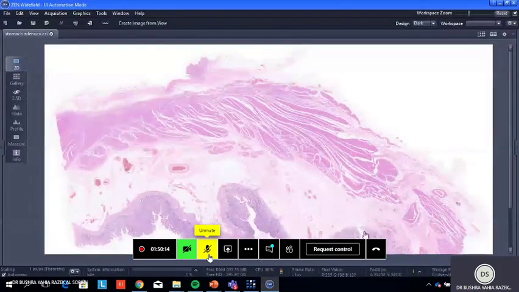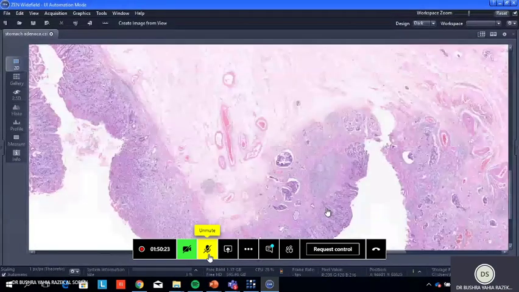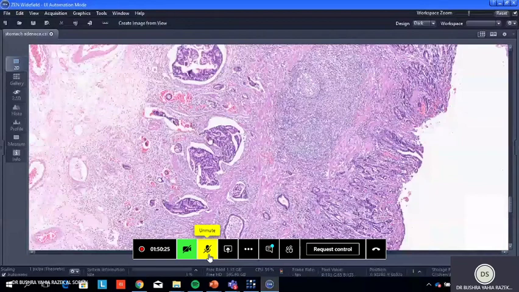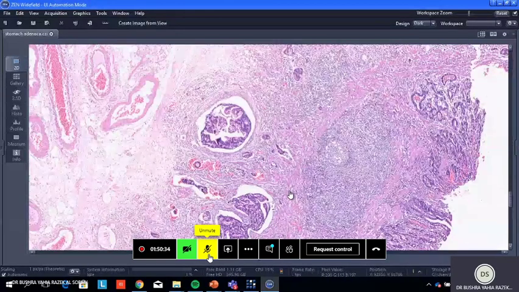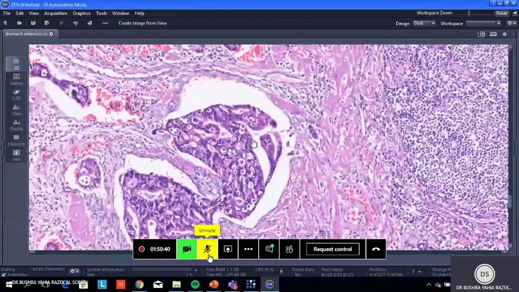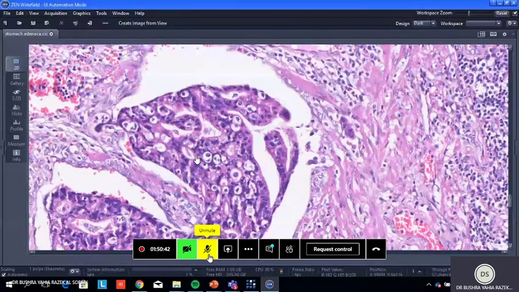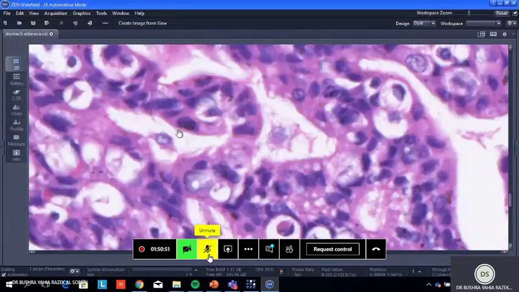So this is an infiltrating tumor. How to describe it? An infiltrating tumor arising from the mucosal layer, composed of irregular malignant glands invading mucosa, submucosa, muscularis propria, and serosa. The malignant glands are lined by malignant columnar epithelium showing hyperchromatic, irregular nuclei, pleomorphism, and mitosis.